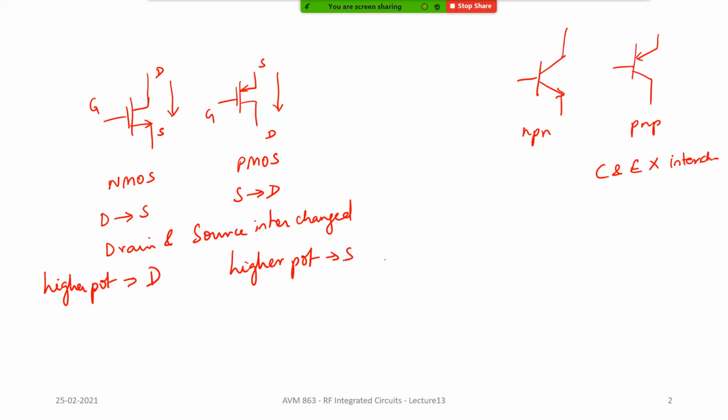So for an NMOS transistor, apart from the gate, between the drain and the source, if one of the terminals sees a higher voltage, that is the drain, and the other terminal is the source, and it's exactly the opposite for a PMOS device. Now the region of operation, there are three regions of operation, right?